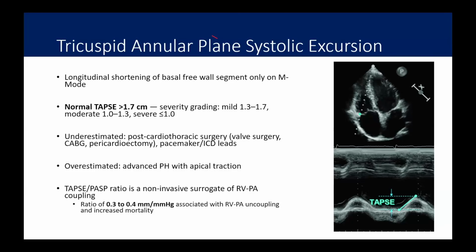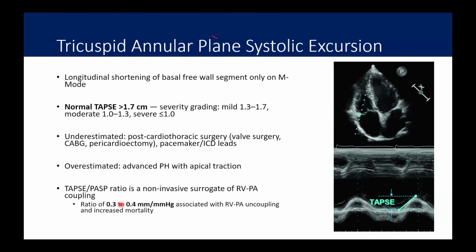And TAPSE can also overestimate RV function, and this is probably the most dangerous pitfall. It happens in advanced pulmonary hypertension with maladaptive remodeling because you get apical traction, the apex is tethered towards the LV, and the basal segment will start looking hypercontractile. But really the RV is failing.